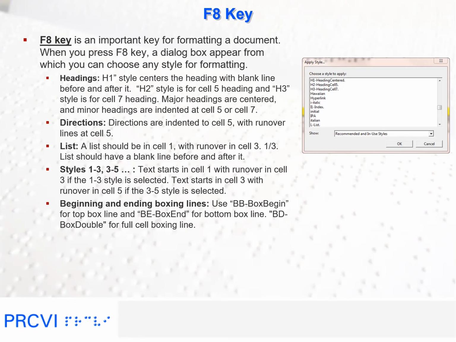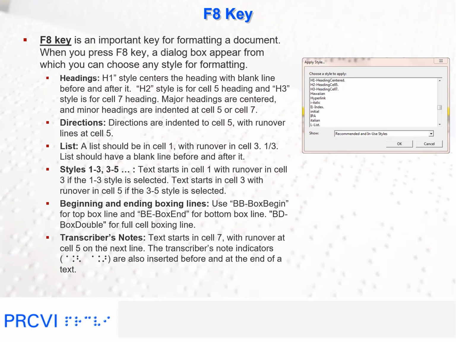Use BB box begin for the top box line, BE box end for the bottom box line, BD box double for a full cell box line. Transcriber notes start text at cell 7 with run-over lines at cell 5. It also inserts opening and closing transcriber note indicators before and at the end of a sentence. Use bold, italics, or underline from the Apply Style window to insert typeform indicators.